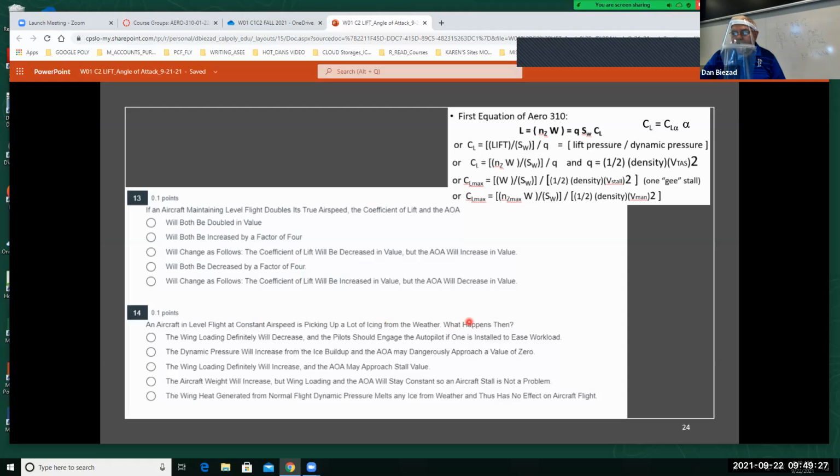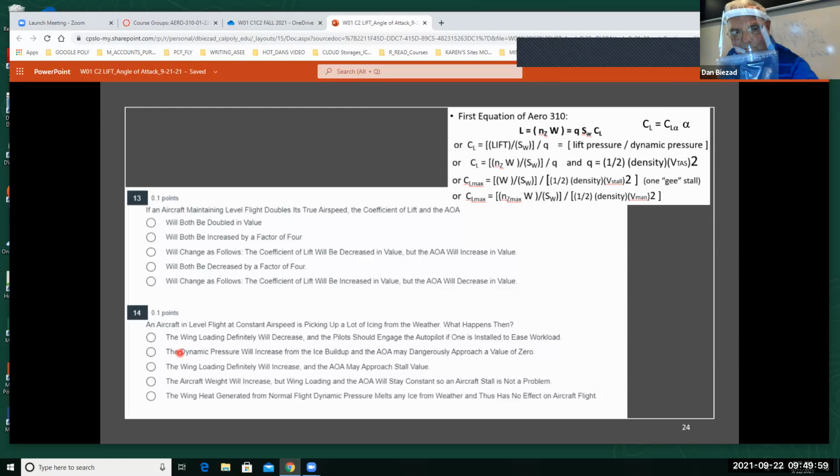An aircraft in level flight is picking up a lot of ice. What happens then? The first answer: the wing loading definitely will decrease. Well, that's wrong, right? If I'm picking up weight, and this is wing loading, how is that going to decrease the numerator? Next: the dynamic pressure will increase from the ice buildup. Dynamic pressure has nothing to do with the ice buildup, right?